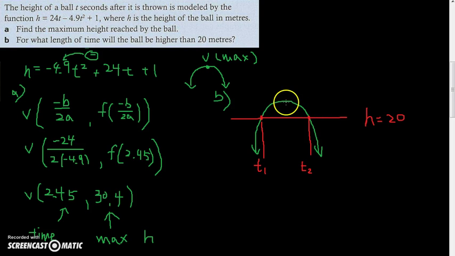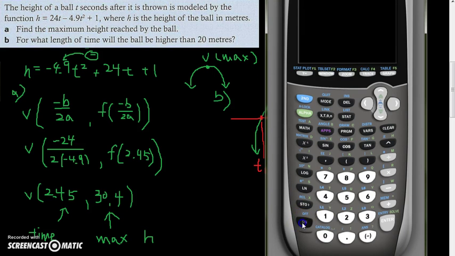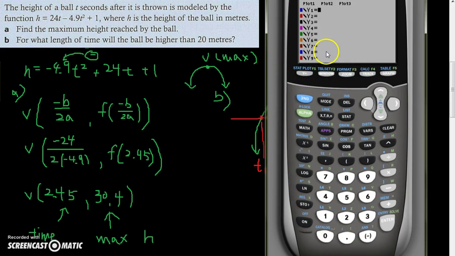Okay? So I'm going to use a calculator to help me out. Alright, so let's do this. Let's turn it on, and I'm going to go to my equation, and I'm going to put my height equation in there. So negative 4.9 x squared plus 24 x plus 1. And that will give me my graph of the height of the object.